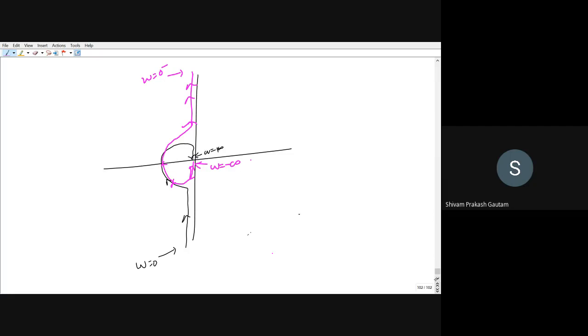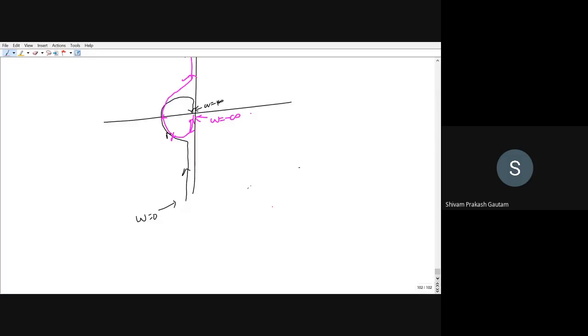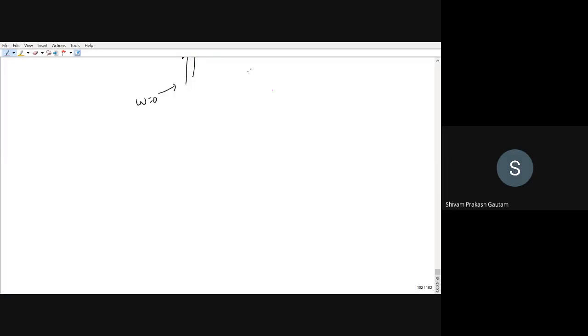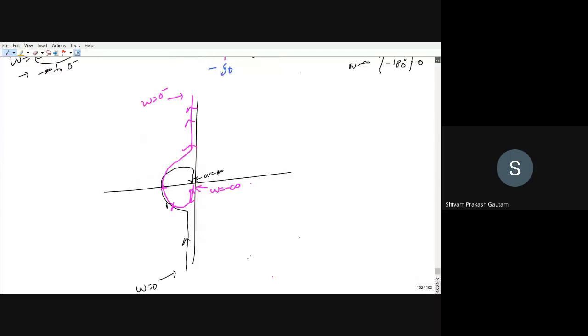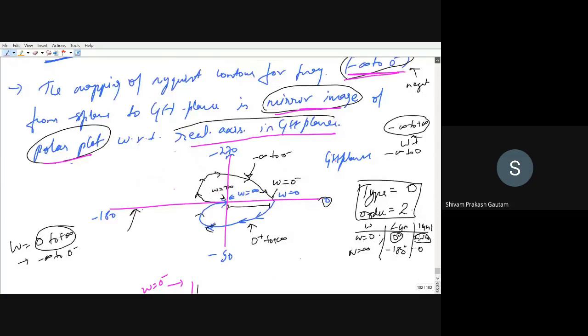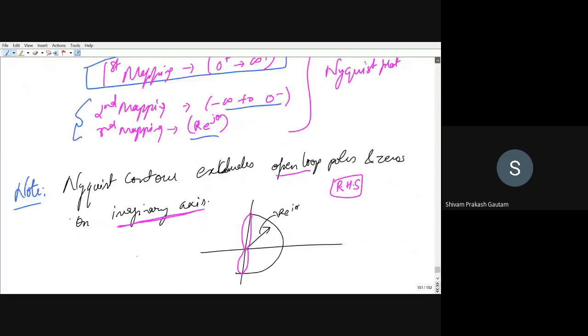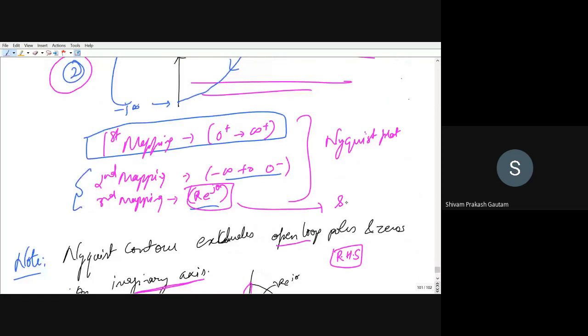So two parts we have seen. Now the third part is the mapping of r e to the power j theta. For mapping r e to the power j theta, we will put s equal to r e to the power j theta directly in our open loop transfer function, and we will put the limit r tends to infinity. We will solve what will be our open loop transfer function, what will be the magnitude, and what will be the phase, or the orientation. So we will see the third case while we solve the example.